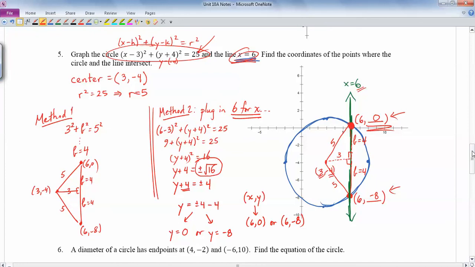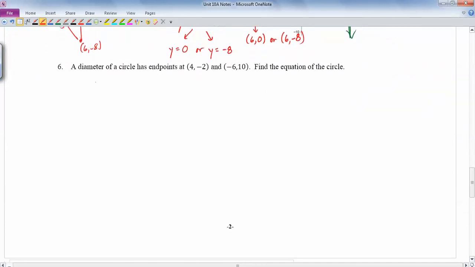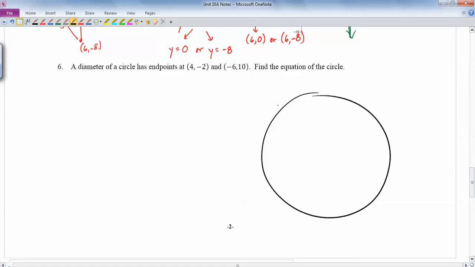Okay, let's take a look at number 6. So we got the diameter of a circle with endpoints at 4, negative 2, and negative 6, 10. So I'm just going to draw the circle here. I'm not going to bother with axes. Let's see, 4, negative 2 would be like down here somewhere. Negative 6, 10 would be way up over here somewhere instead. And then it's a diameter, so we know it's got to go through the center of the circle.